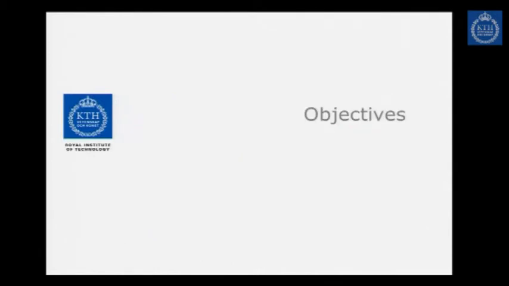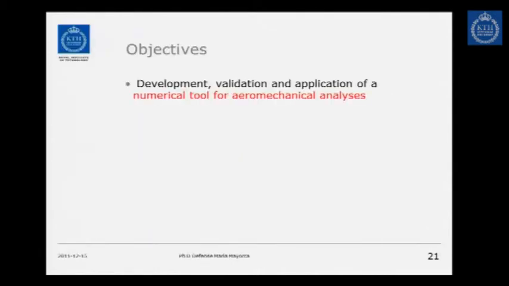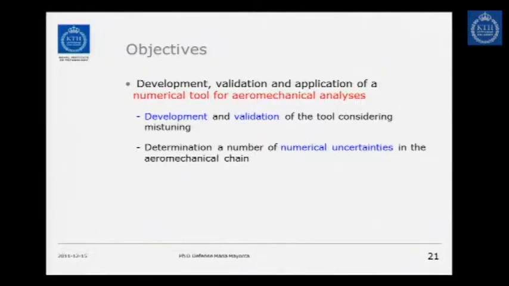So my objectives now. Very late, but I think now it should be clear. The main objective is the development, validation, and application of a numerical tool for aeromechanical analysis, and this is very general. So inside this objective, I have some sub-objectives. First, the development and validation of the tool, considering mistuning, which, as you've seen, is an important parameter. Then I determine a number of numerical uncertainties in the aeromechanical chain. Not all of them, but some of them I assess.